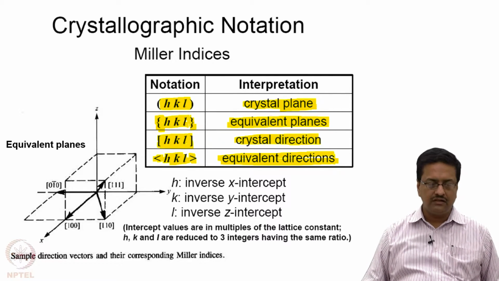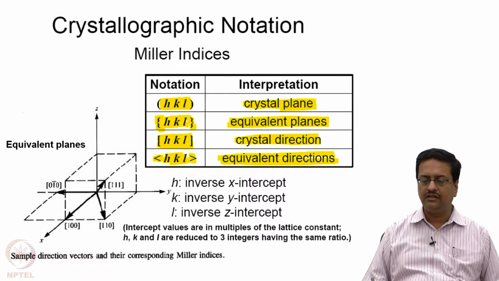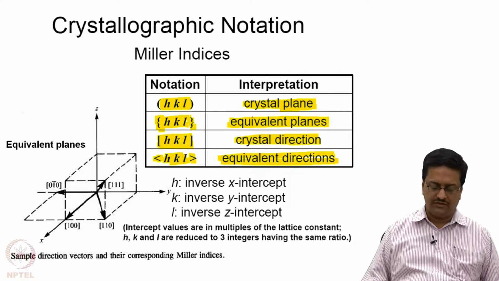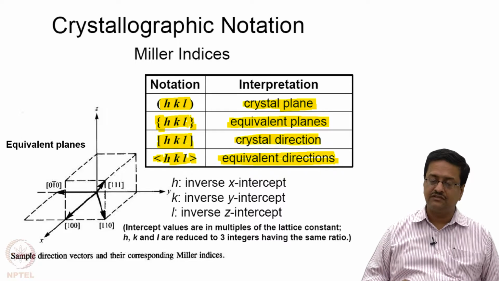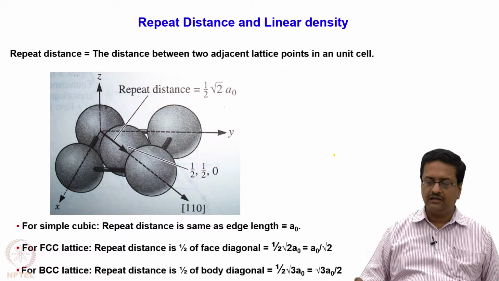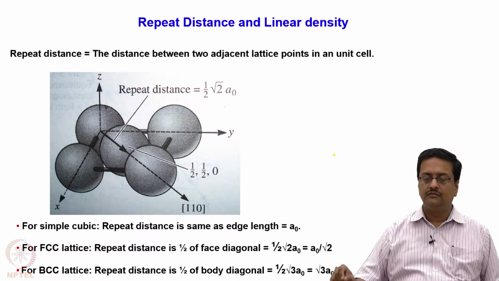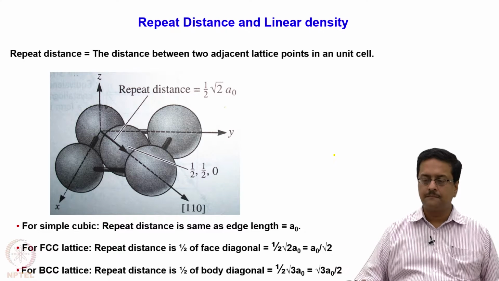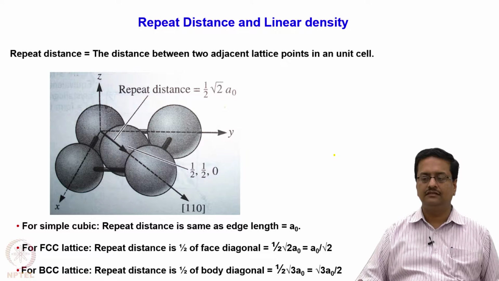So with this we will conclude the part where we needed to know the Miller indices for different sets of planes in different crystallographic systems. Now we would like you to concentrate on a different topic, where we would like to see what repeat distances and linear density are.